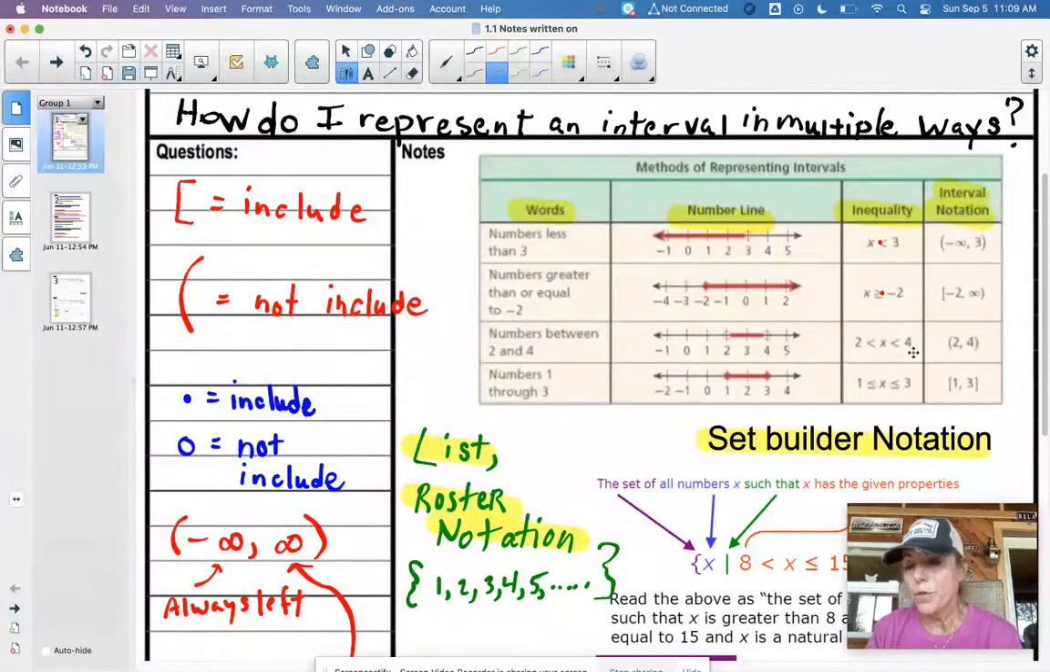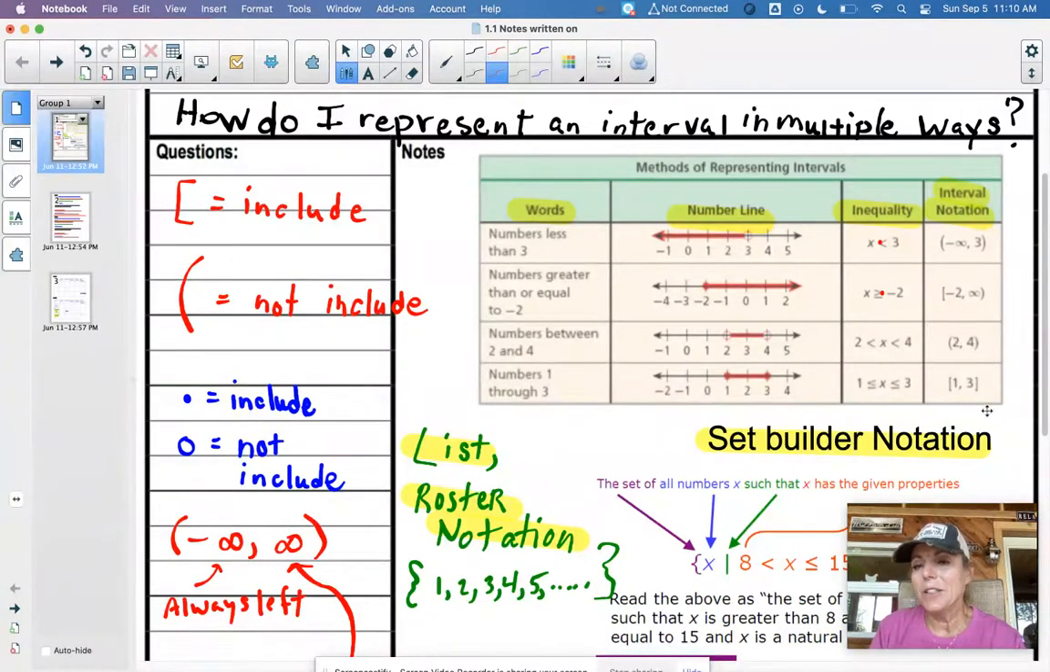So 2, 4, x sandwiched in the middle, and the inequality in a sandwich situation will always be opening to the right. I say the alligator's mouth is open and eating the bigger number. Look at this one, 1 and 3. Again, it's a sandwich situation. The x is in the middle, but this time we have a line underneath each inequality because it's including the endpoints.